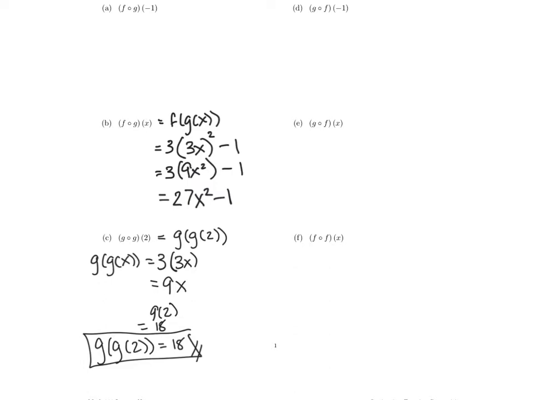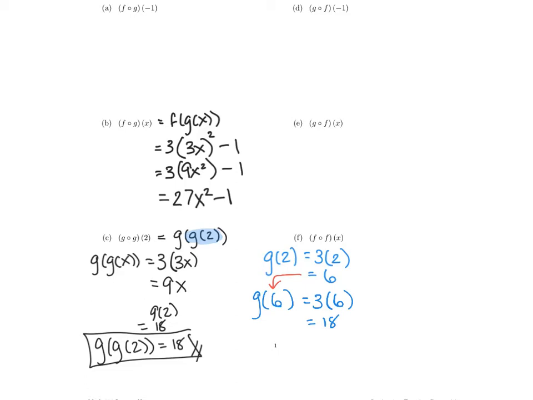I'm actually going to do this in a different color to show that it's different. Let's do blue. So I can find g of 2, that inside function, and that's going to be 3 times 2, or 6. So that's the internal part right here. And then I can take that number and plug that into g of x. So g of 6, and that's going to give us 3 times 6, or 18.